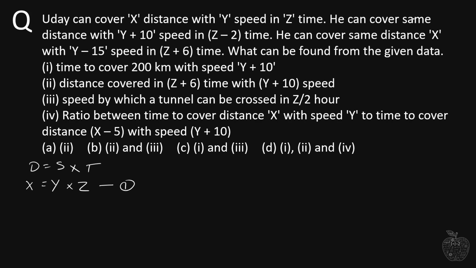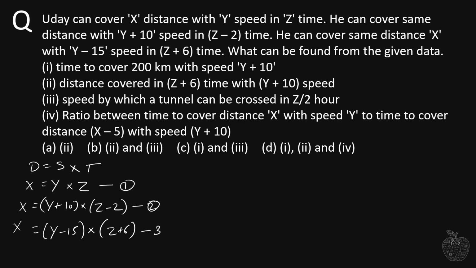He can cover the same distance with y plus 10 speed in z minus 2 time. So he can cover the same distance x in y plus 10 speed in z minus 2 time. Let's call this equation 2. He can cover the same distance x in y minus 15 speed and z plus 6 time. So he can cover x distance in y minus 15 speed into z plus 6 time. Let's call this equation 3.